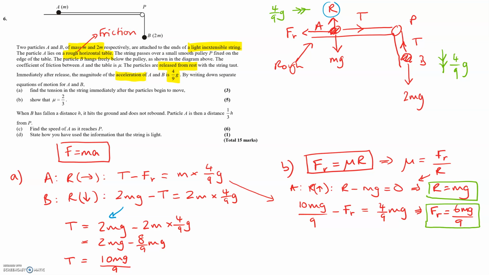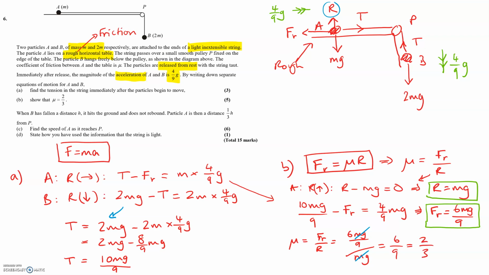Okay, so coming back to mu now, remember mu is the friction over the reaction force, which is 6 mg over 9, divided by mg. So the mg's in this one are going to cancel, and you're going to end up with 6 over 9, which simplifies to 2/3.